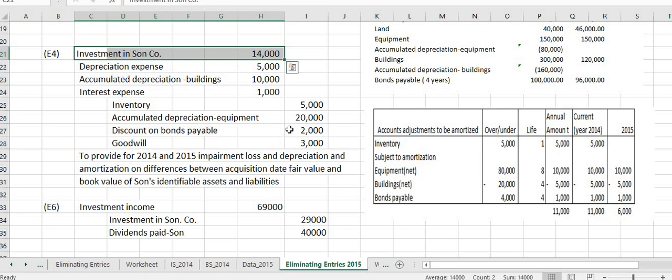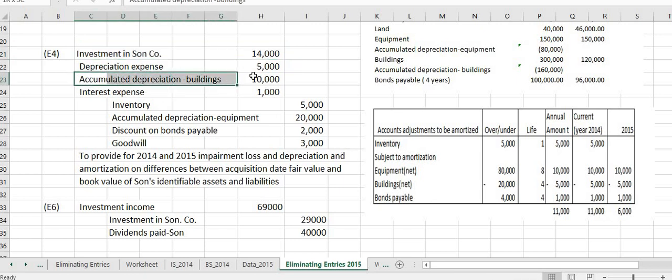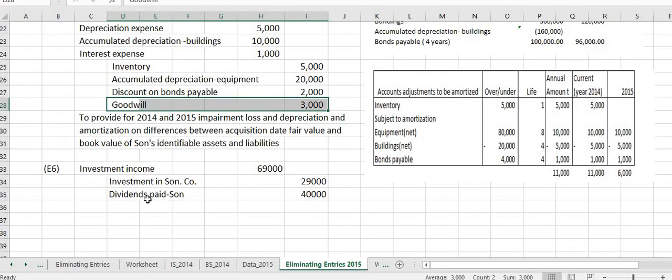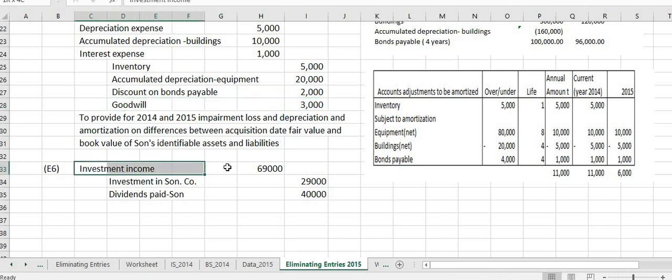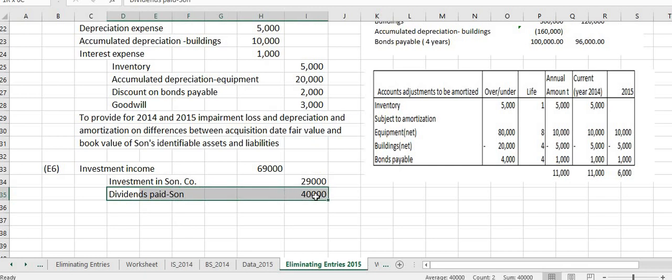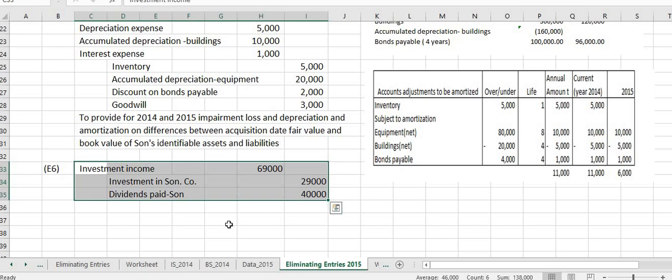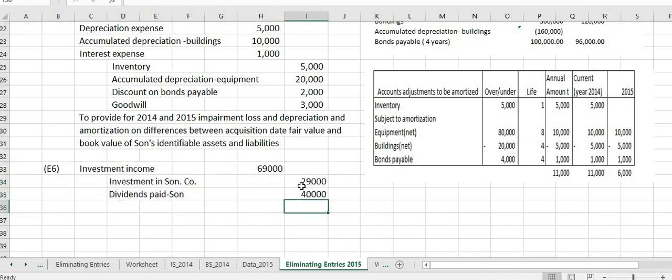Also for the building, it's actually 10,000 na. Kasi that's actually 5,000 times 2. And then for the discount on bonds payable, that's 2,000 already, kasi second year na. Then, we shall credit goodwill for 3,000. Okay? Yan siya. And also, the last entry is to eliminate the investment income. That's actually 69,000, against dividends paid ni Sun. Actually, the difference niya, it shall be credited to investment in Sun Company. It's actually 29,000. Okay?